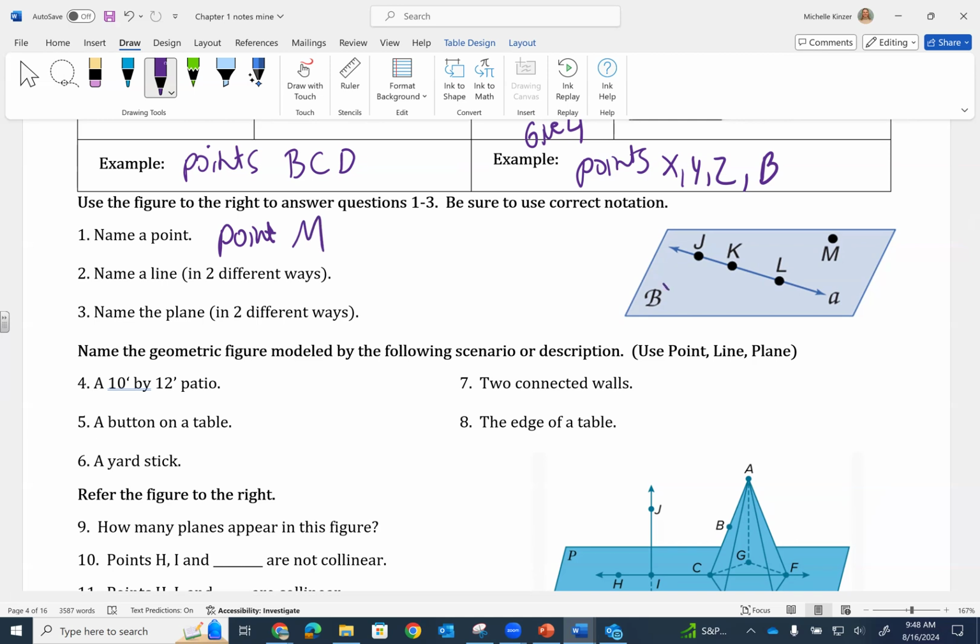The only 2 you wouldn't put would be this B, that's the name of the plane, and this A right here, and that's the name of that line. Okay. Name a line in 2 ways. You could write line, and you could call it line A.